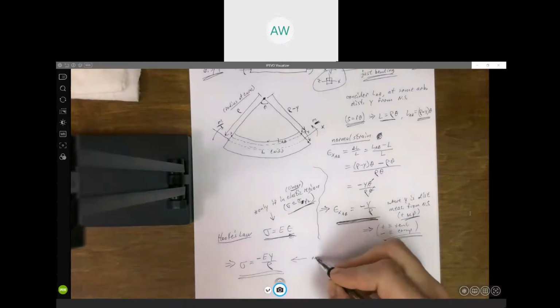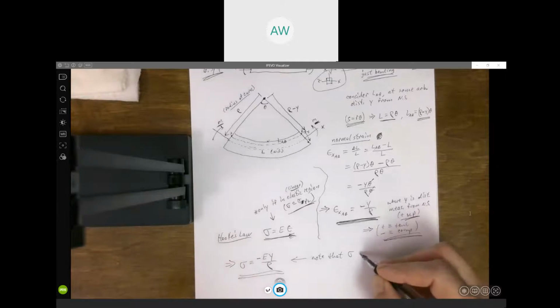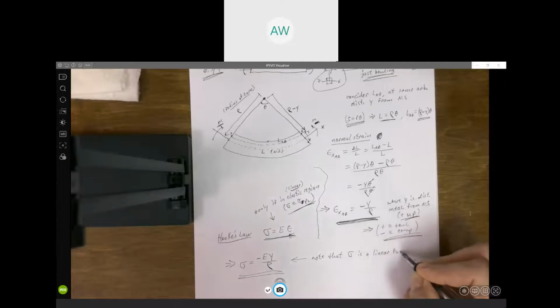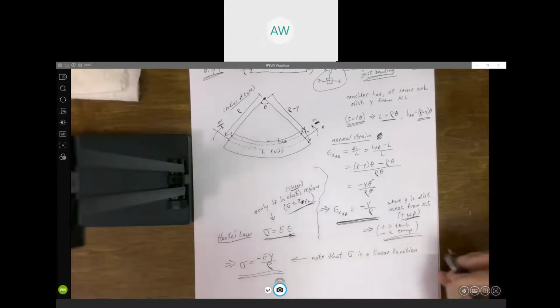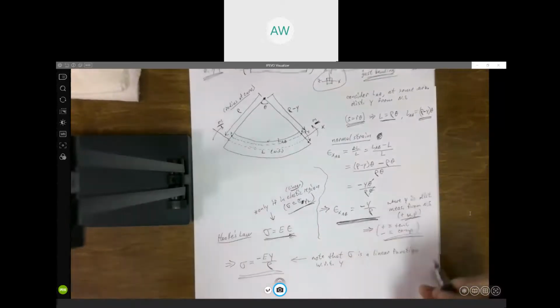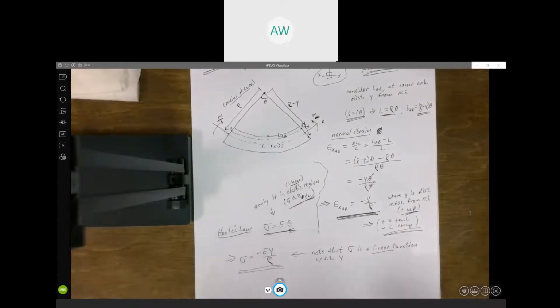One thing is, note that our normal stress sigma is a linear function with respect to y. I think I drew a picture of what the normal stress distribution looks like yesterday, and I told you we would see how we knew it's linear today. Well, we know now that this is going to be linear.